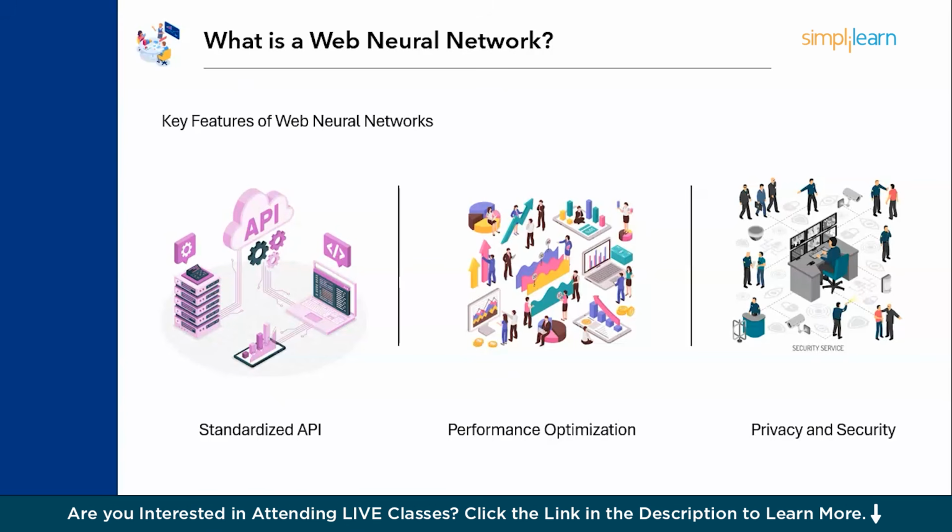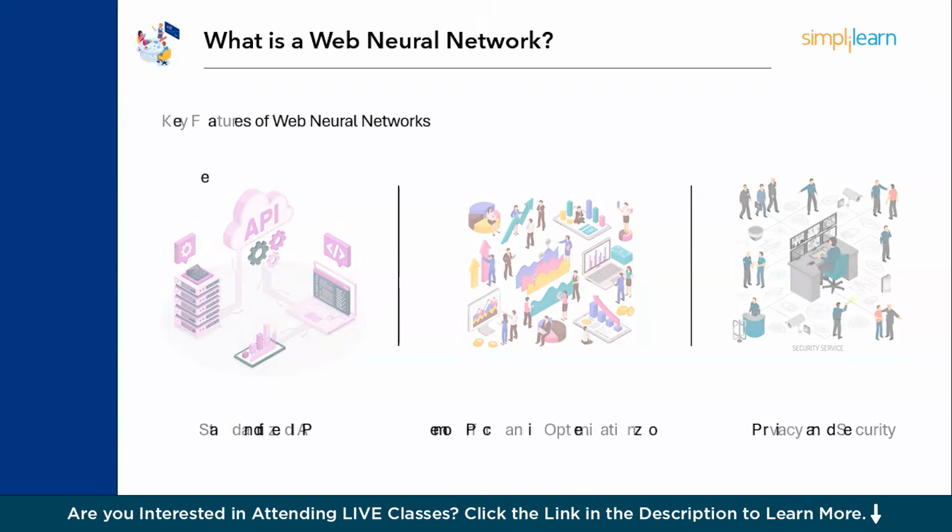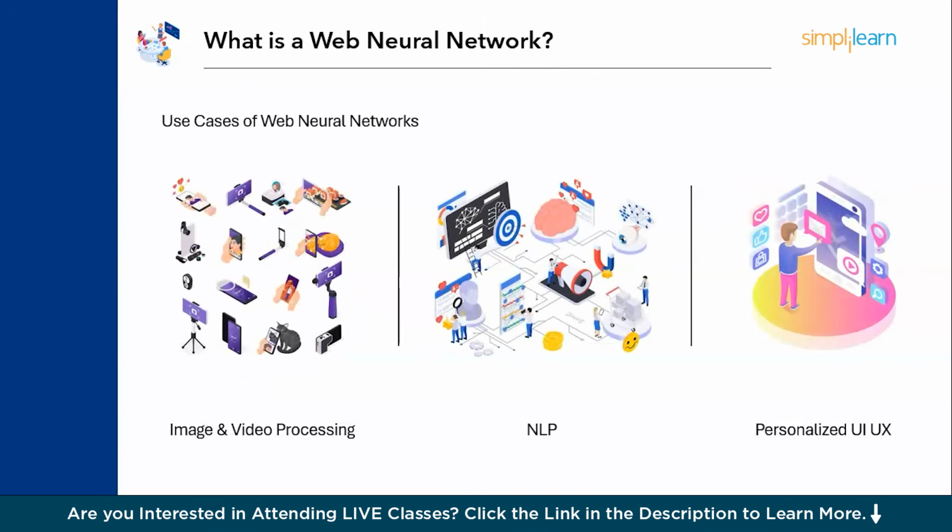And lastly, privacy and security. By processing data locally, web neural networks help in maintaining user privacy and reducing latency associated with network requests. Now, let's go through some casual use cases. Firstly, real-time image and video processing. Implementing features such as object detection, face recognition, and augmented reality directly in the browser without having to wait for your servers. Next is natural language processing.